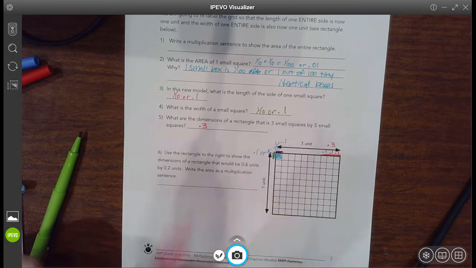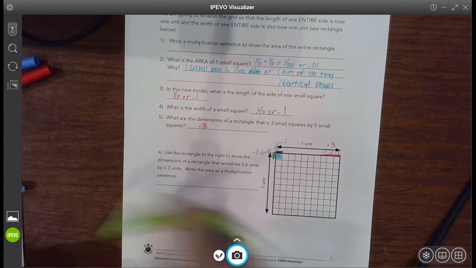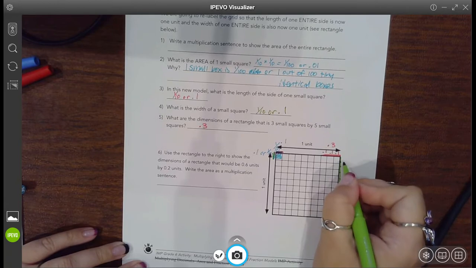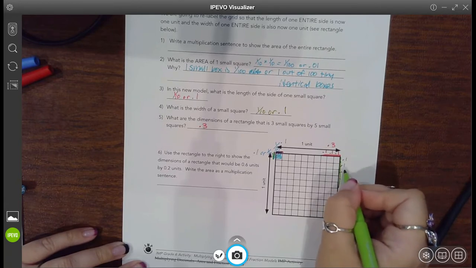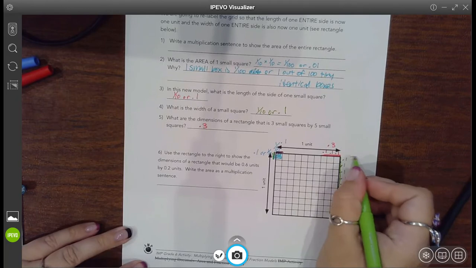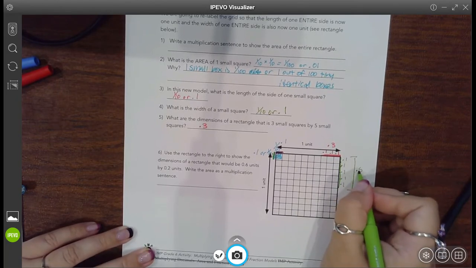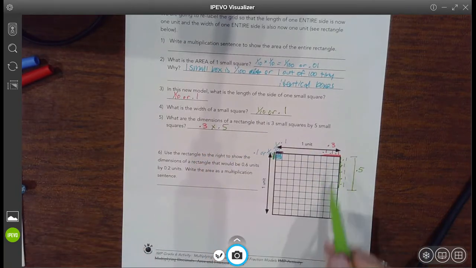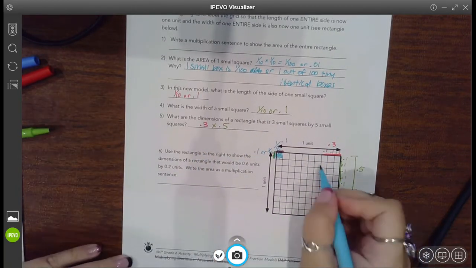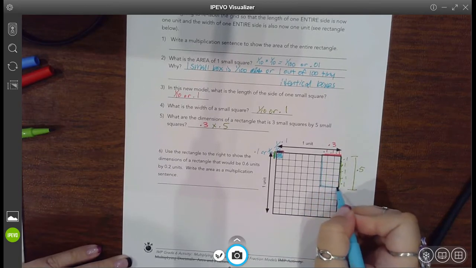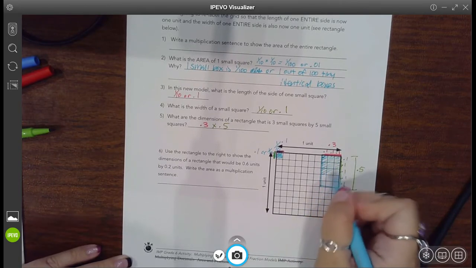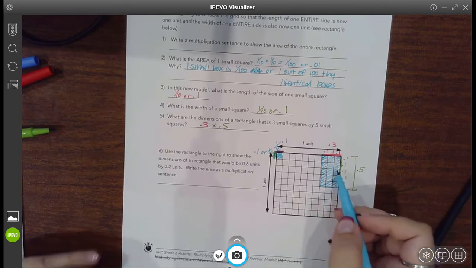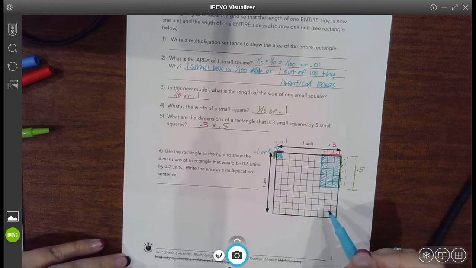By, we said 5. So 1, 2, 3, 4, 5. So 0.1, another 0.1, another 0.1, another 0.1, another 0.1, for a total of 0.5. So the dimensions of this would be 0.3 by 0.5. And if I were to complete the rectangle, here is what the rectangle would look like. You would get 15 total boxes, or 15 out of 100, which is 0.15.